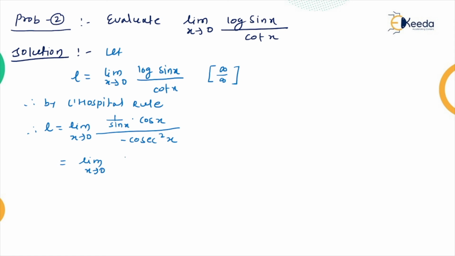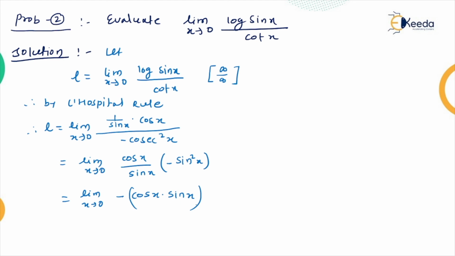So this is cos x upon sin x, and I am taking here the minus of cosec square x, which is the reciprocal of sin square x. Therefore, limit as x tends to 0, one sin gets cancelled here, and what remains is only minus of cos x into sin x. Now you have to just simplify this.